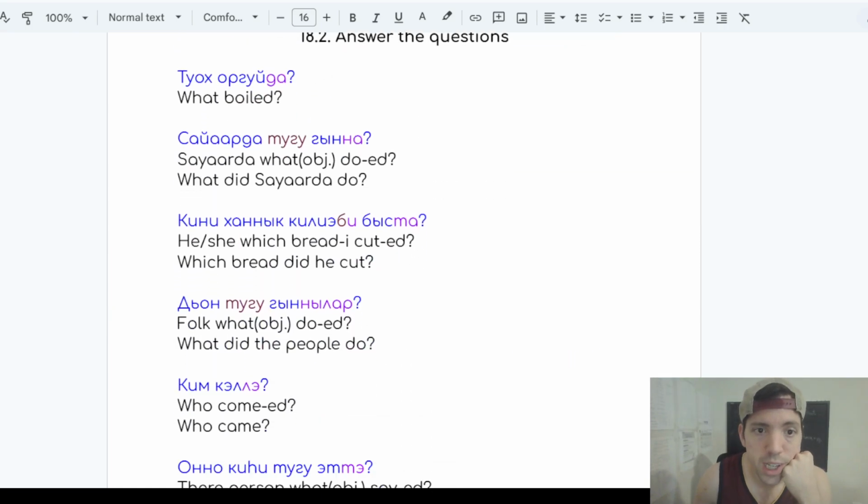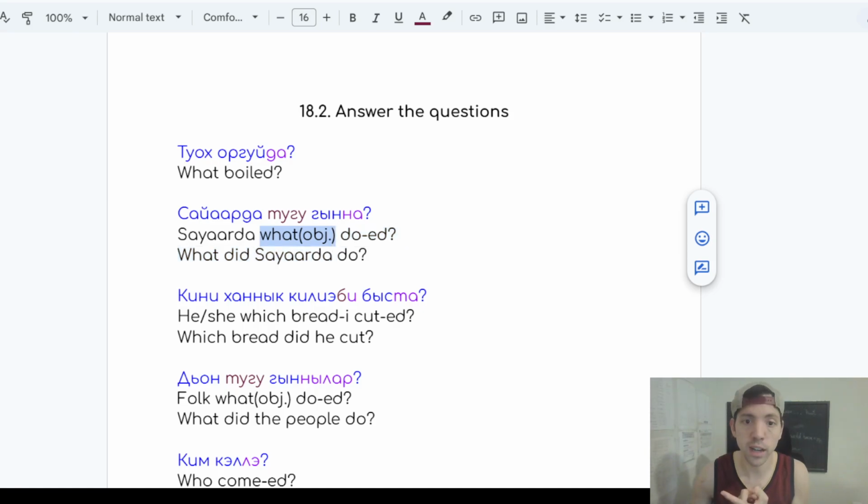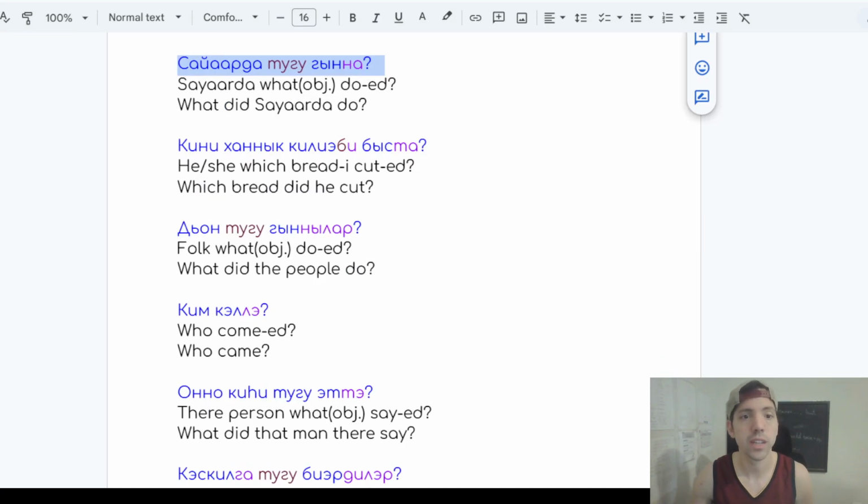Sayarda tugu kena. And remember, when I highlight a whole word in this brownish purple color, that means that that word changed form. So you may remember that what is tuach. But if the word what is an object, what are you doing? What did you do? Then it changes form to tugu. So Sayarda tugu kena. What did Sayarda do? Which bread did he cut? Or actually, it should probably be she, because I think that Sayarda is a woman.